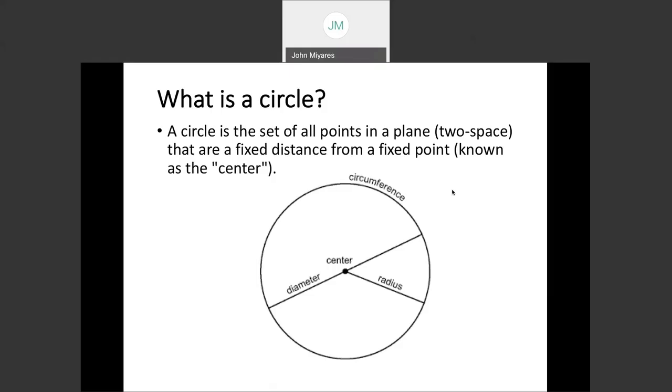The distance from the center point to any point on the circle is called the radius, and the diameter is the segment that connects 2 points on the circle through the center point. The length of the diameter is 2 times the radius. The distance traveled by following the arc of the circle all the way around is referred to as the circumference of the circle. And the length of the circumference can be calculated by multiplying the diameter, or 2 times the radius, by the number pi, which is an irrational number approximated by 3.14159.